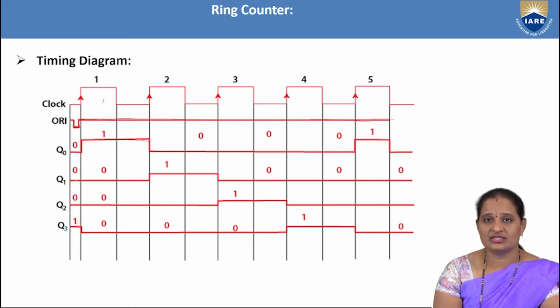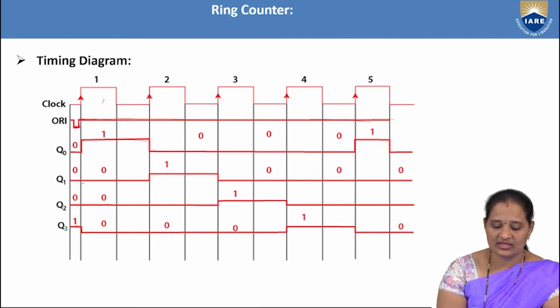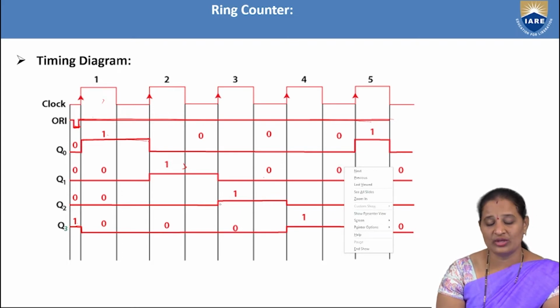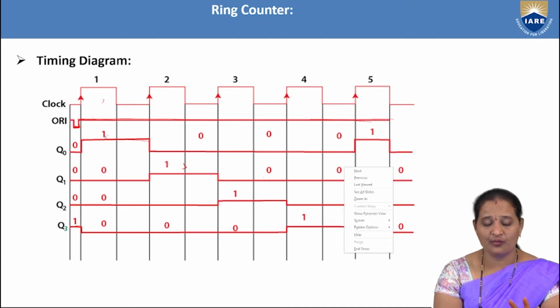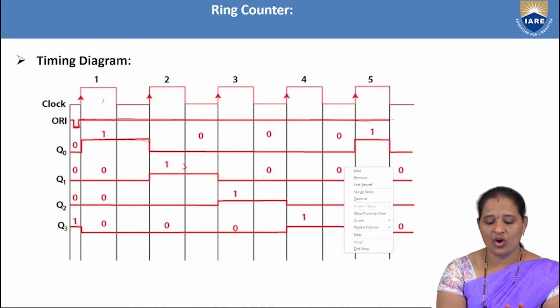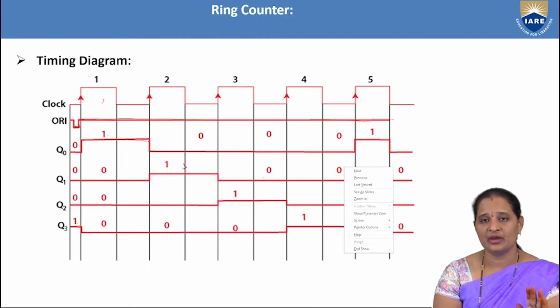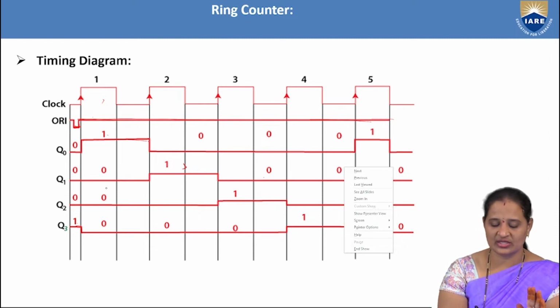Now during the next clock pulse, so as it is 0 here, this will be pushed here, and this data will be pushed to here, and this will be pushed here. So Q1 becomes 1 now, and Q2 remains in the same state. Q0 is 1. Initially when the ORI, the overriding input, was low, the first flip-flop was set and all the remaining flip-flops were reset. That is what happened here.